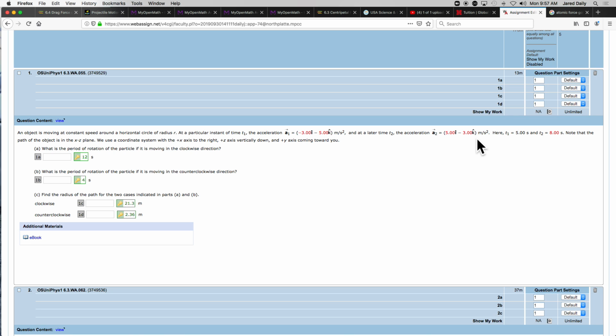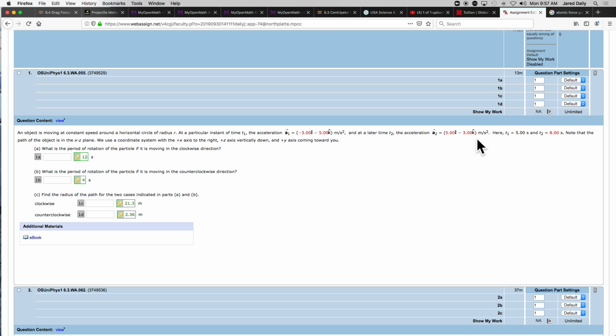But wait a second. That's the acceleration. Wait, hold on a second. Constant speed at time 1, so it could either be here or it could be here. Oh, sorry. No, you're right. It's not accelerating, it's constant speed. So to point inward towards the center of the circle, it has to be here somewhere, right? So this is negative 3, and this is negative 5. Okay, so that's where it is to start.